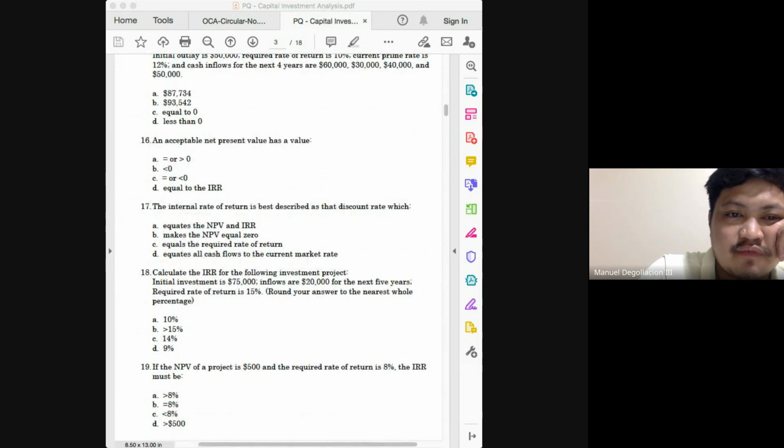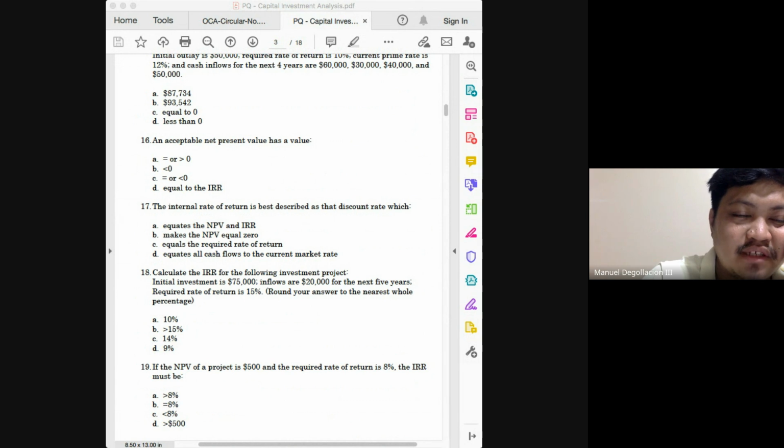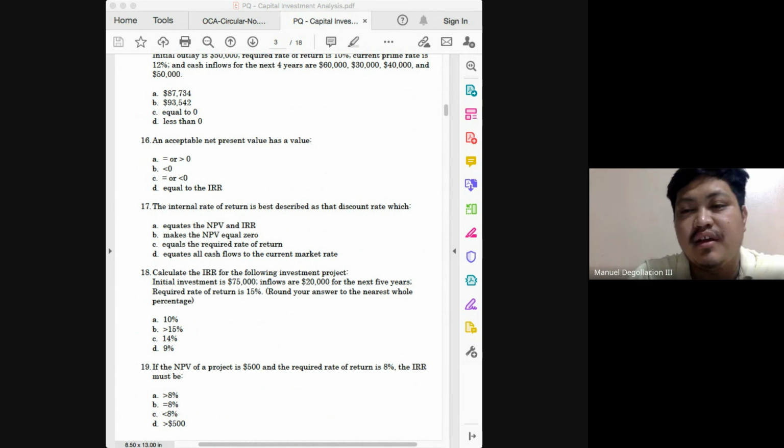Next, an acceptable net present value has. Okay, so this is a tricky question, so please remember this one. If it is either equal to or greater than zero, that means an NPV of zero is still an acceptable project. Okay, but of course, you choose the one with a higher net present value. But again, if you can accept multiple projects, projects with zero NPVs are still acceptable. Okay, projects that are unacceptable are those that have a negative net present value.